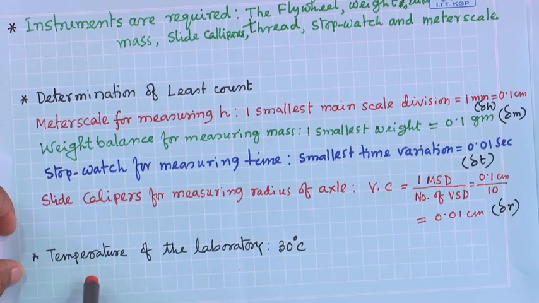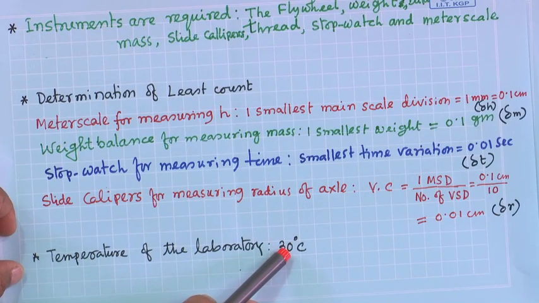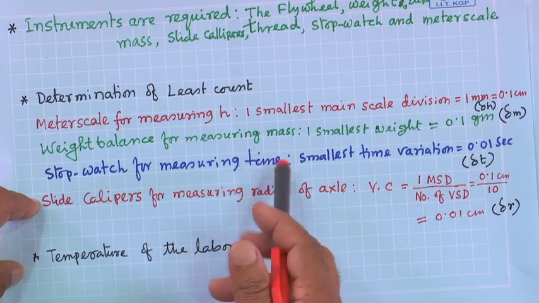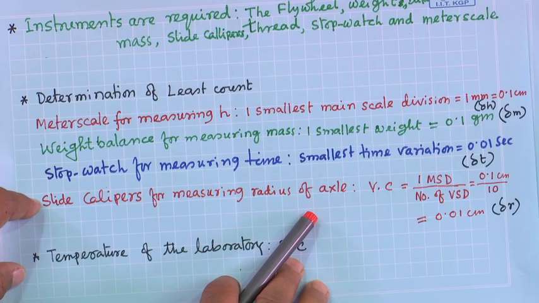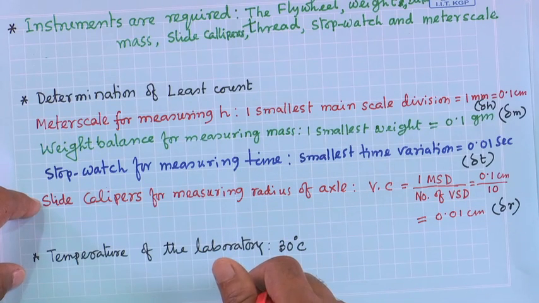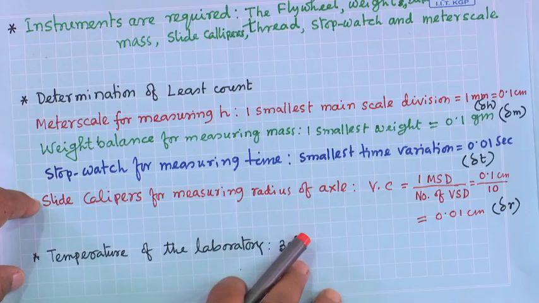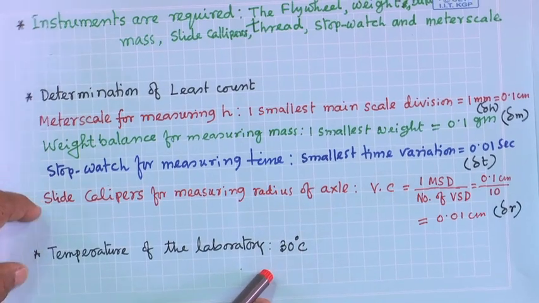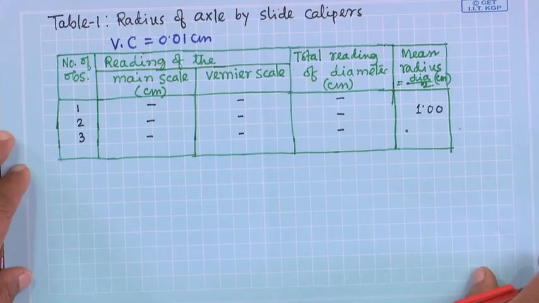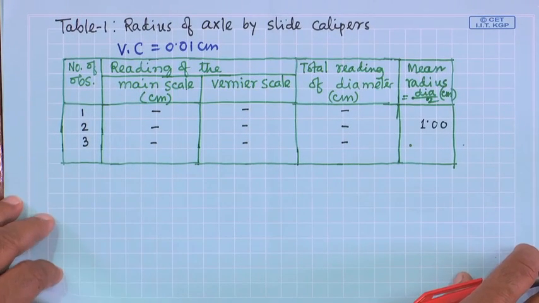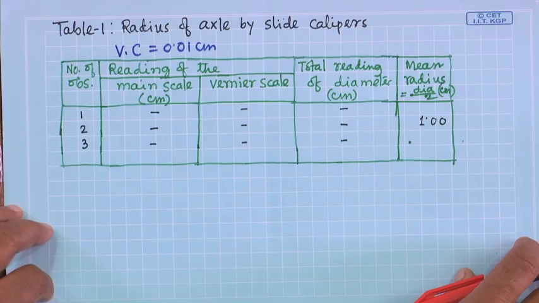For this experiment you do not need the temperature, because the moment of inertia will not vary with temperature, except for a slight variation of course. But it is always good practice to note down the temperature of the laboratory. In our laboratory the temperature is around 30 degrees centigrade. Let us first note down the radius of the axle measured by slide calipers.